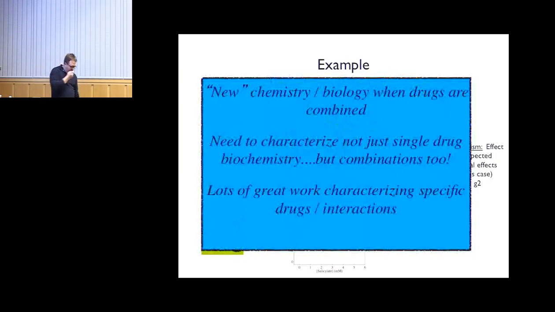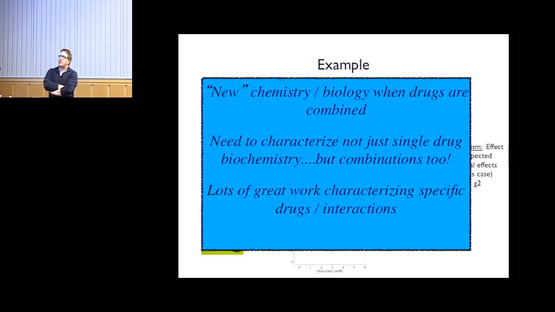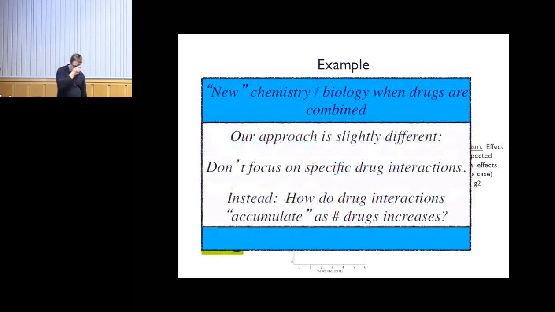What I want you to take home from this is that there's fundamentally new chemistry or new biology that happens when you put the drugs together. And so what that means is if you're trying to understand something that has a combinatorial explosion like this, you need to understand every possibility, right? And they're potentially different. And there's been a lot of great work on trying to characterize the specific drugs, the specific molecular mechanisms that might lead to interaction. Okay? So we come from a little bit of a different perspective.